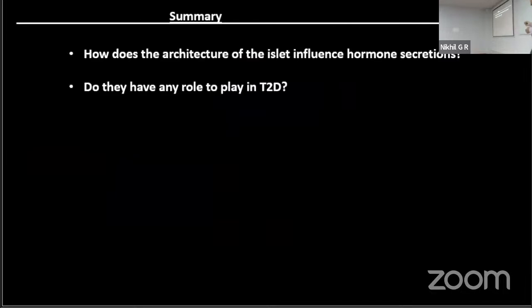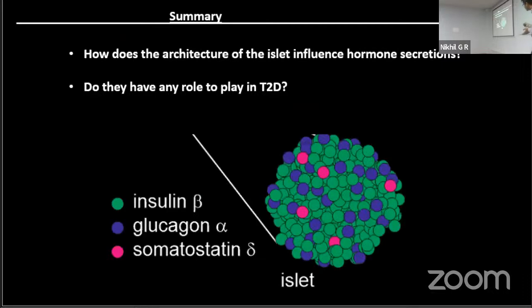So we want to know what is the architecture of the islet and how hormone secretion is regulated and how this all plays a role in case of type 2 diabetes, so that we can understand the small little organoid called islet in terms of insulin secretion, glucagon secretion, somatostatin secretion, and also how they all help in case of survival.